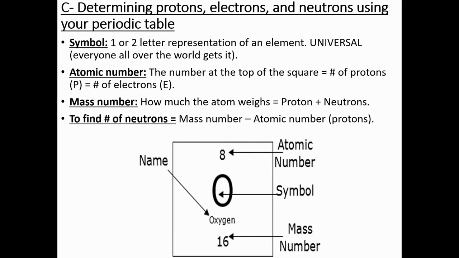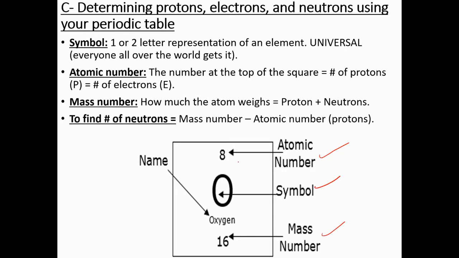So you can use your periodic table to figure out a whole bunch of information about the element you're trying to study. So here is just a zoom in of a box from a periodic table for a particular element. In this case, it's for oxygen. You can see we have the symbol that we can determine. We can also determine the atomic number. We can also determine the mass number and also the name.